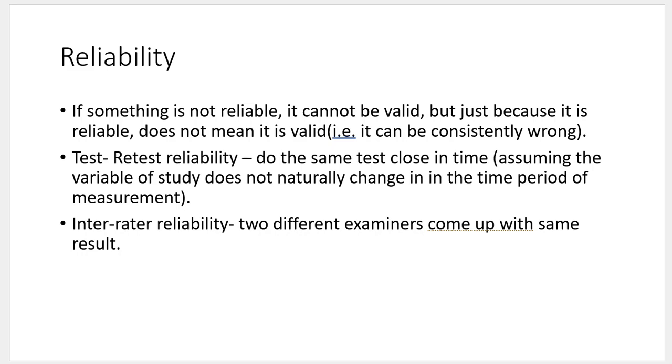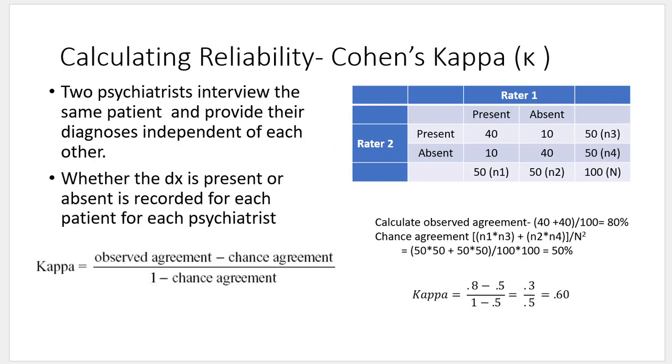And even more important in mental health is inter-rater reliability. Do two examiners come up with the same result? We usually use Cohen's kappa. So here two psychiatrists interview the same patient and provide their diagnoses independent of each other, and then we record whether it's present or absent for each rater.